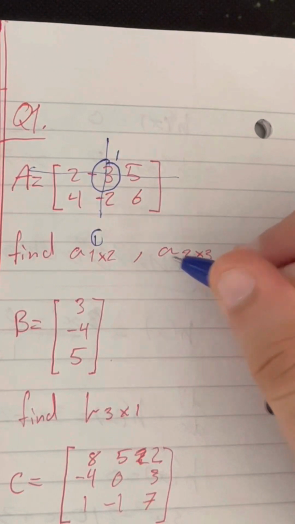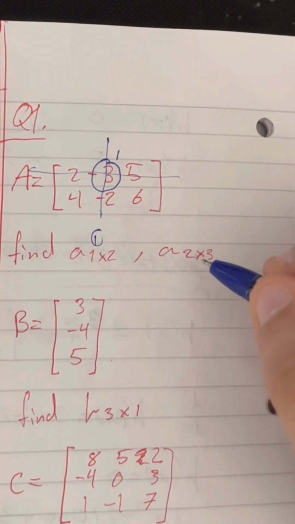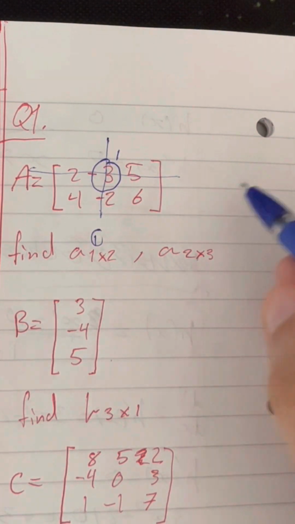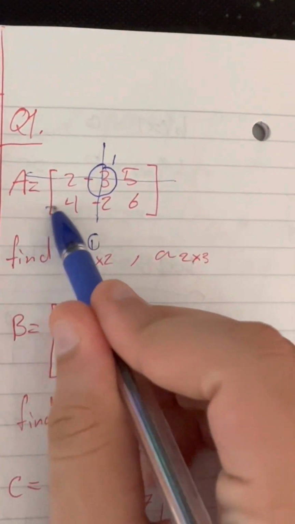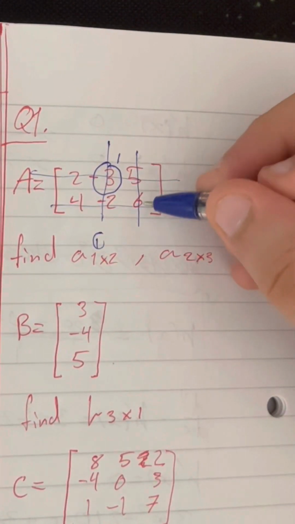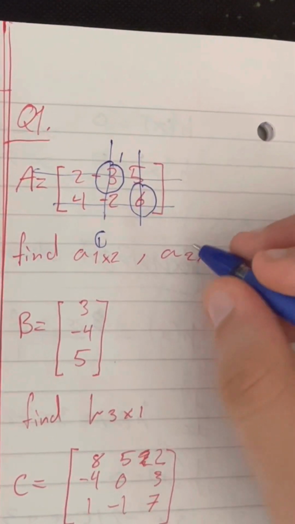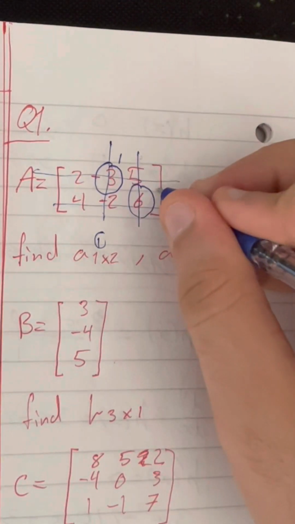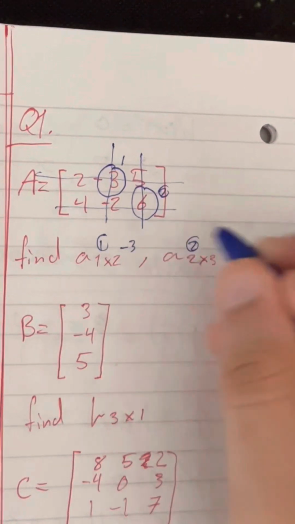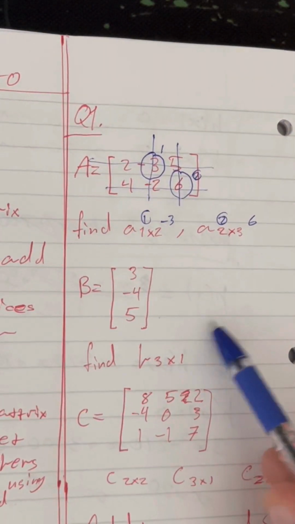Now here, it wants us to find the element within row 2 and the third column. Row 2 is here, the third column is here, and the element at the intersection between them is our element. So this is number 2. Our answer for this would be -3, and here would be 6. Why don't you give it a try for this question here?